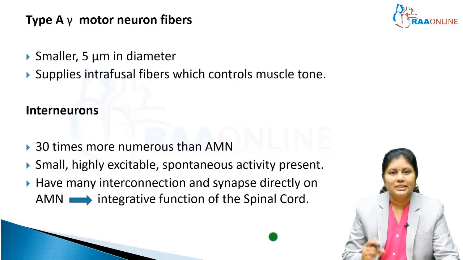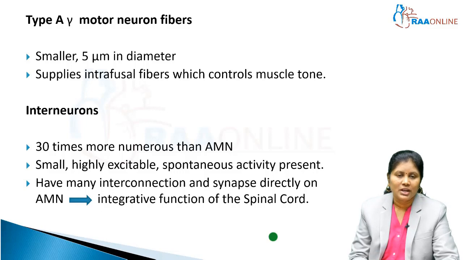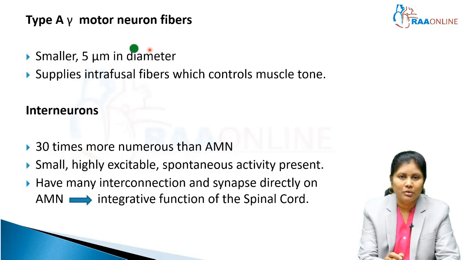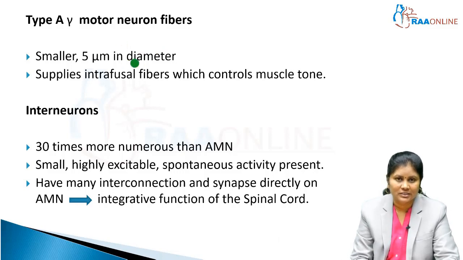There is another type of motor neuron present in the spinal cord, called type A gamma motor neuron. These are smaller motor neurons, only 5 micrometers in diameter, and they supply the intrafusal fibers which control the muscle tone. We will be seeing about this gamma motor neuron and its significance in detail in the further slides.